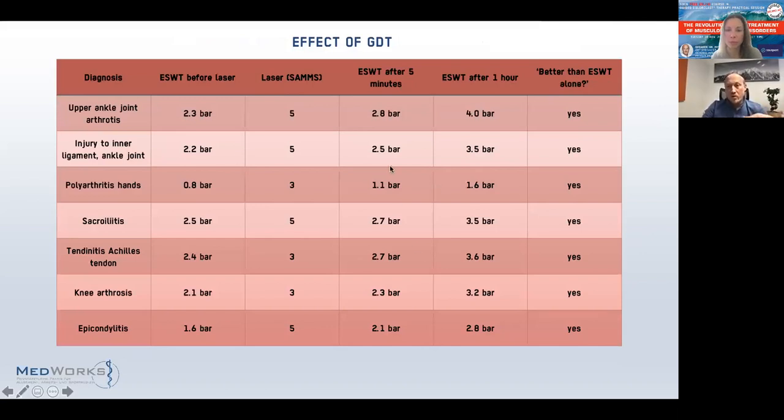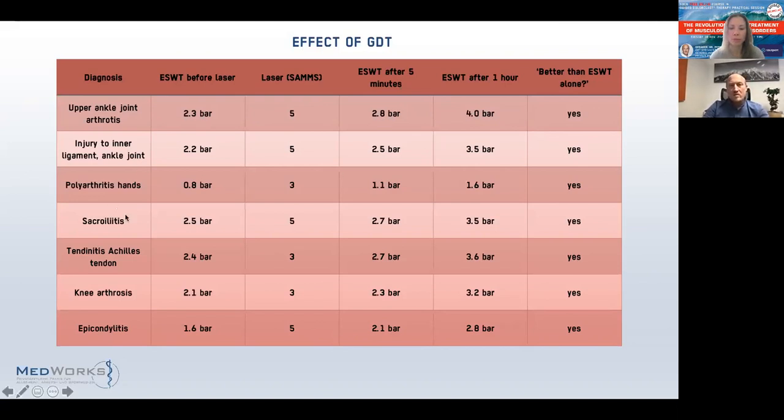Okay, to show you what I mean, you have this table here. For example, the ankle joint arthrosis. Sorry, it's wrong. I will show you on my model Claudia because she has the same problem. This was my ankle. I also have an arthrosis in my ankle, and I normally can keep to 2.3 bar, and the pain is much too high. After a 5 minutes laser program, I had 2.8 bar, and after 1 hour, 4.0 bar. That's what I want to show you with her afterwards.